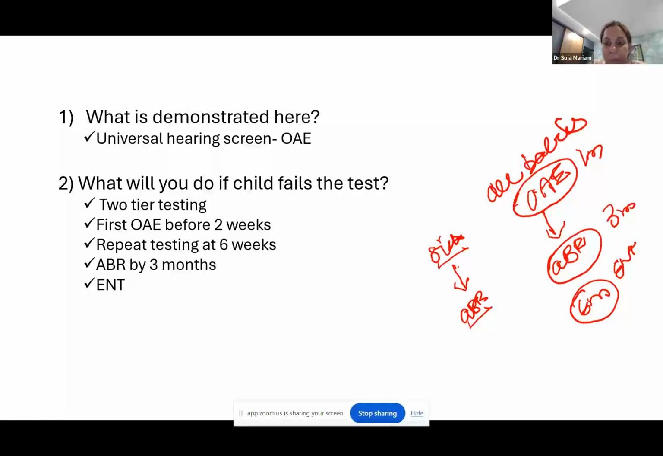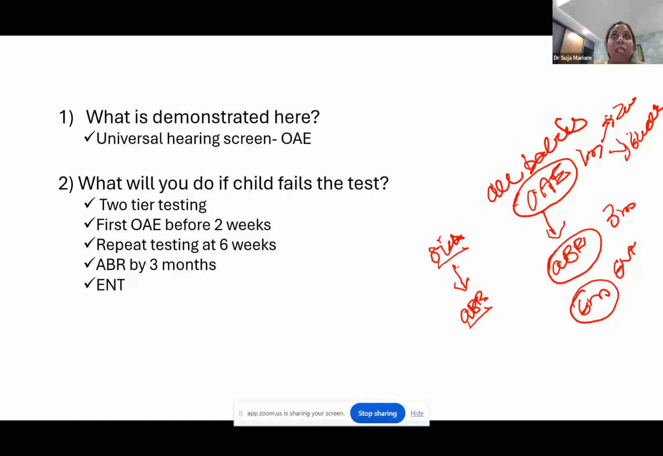But because we are a resource limited country, we have retesting within this also. What some units follow is they do the first OAE within 2 weeks, then if it fails, they retest the baby at 6 weeks. If both OAEs fail, then they do the ABR by 3 months of age. And as mentioned, you have to get an ENT assessment by 6 months of age. ABR or BERA is acceptable when it is done after 34 weeks of corrected gestation.